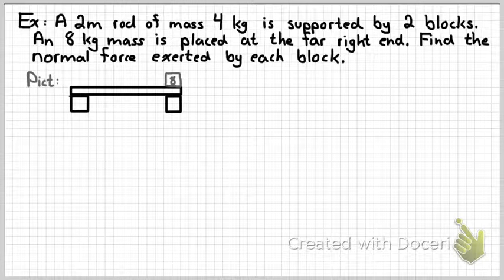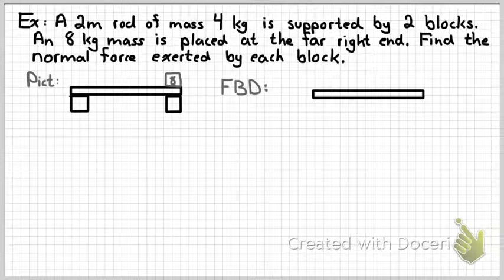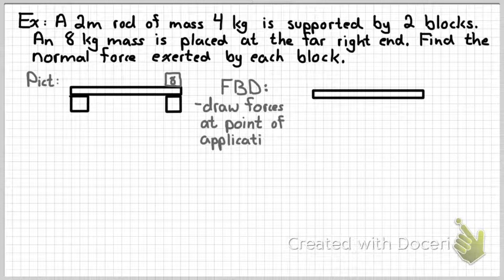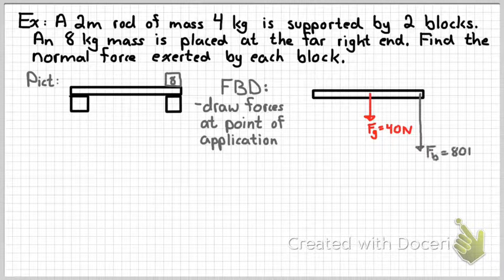Our first step whenever we have forces, and in this case torques, is to draw a free body diagram. The difference when we have torques is that we're going to draw the forces at the point of application. Meaning I would draw the force of gravity at the center of mass, the force exerted due to that block at the far right end, the normal force exerted by the right block at the right end, and the normal force exerted by the left block at the left end. So if torque is important, we're going to draw our forces at the point of application.